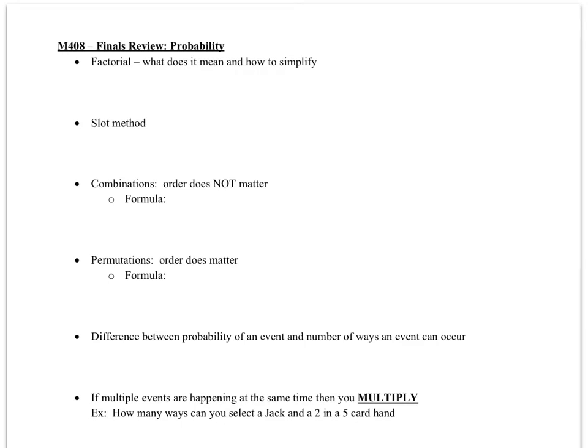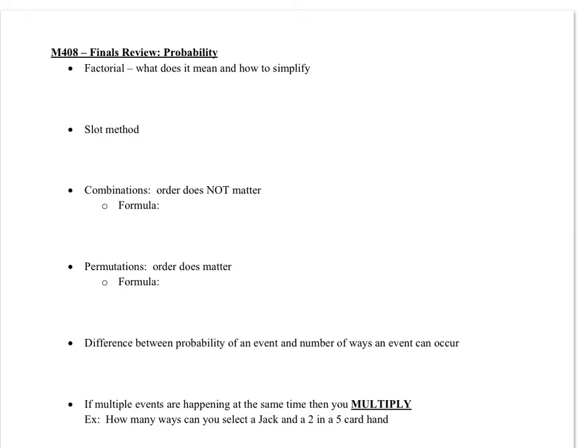Alright, next up is our review on probability. First of all, we talked about factorial, and what factorial means is basically if we see, for example, 5 factorial, that means 5 times 4 times 3 times 2 times 1. It is basically the product of all of the numbers from 5 all the way down to 1. We also defined that 0 factorial is equal to 1. And we talked about how to rewrite a variable expression with factorials.